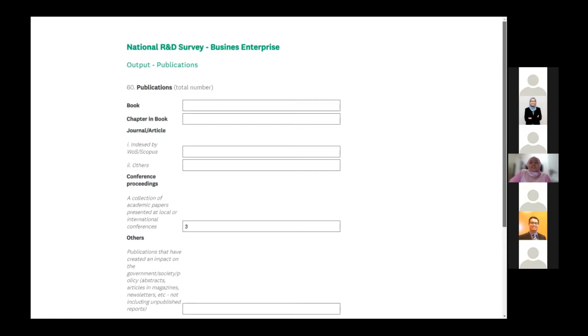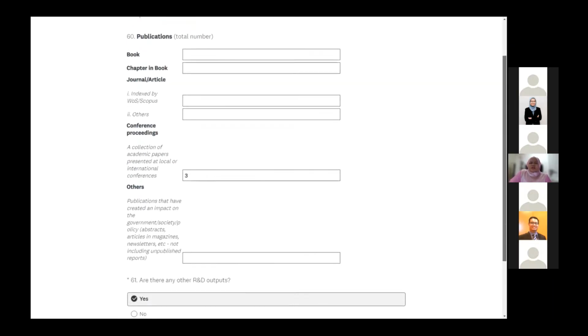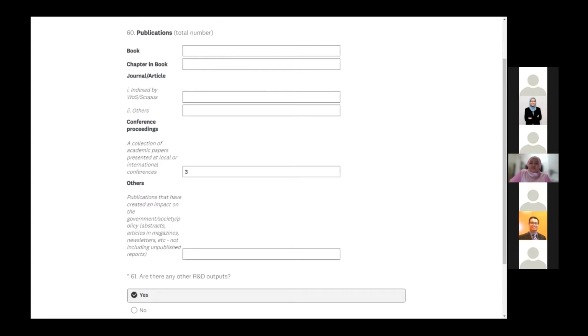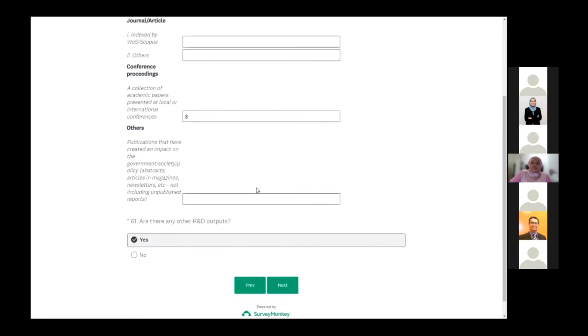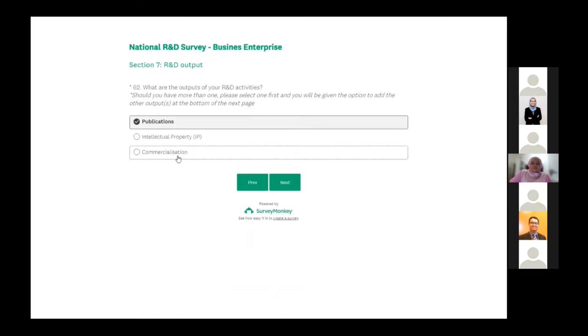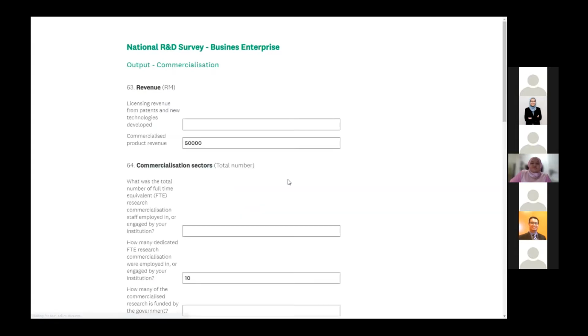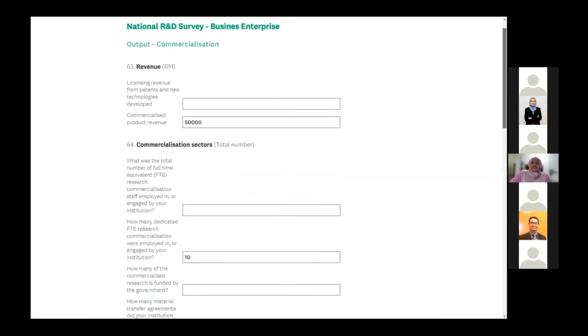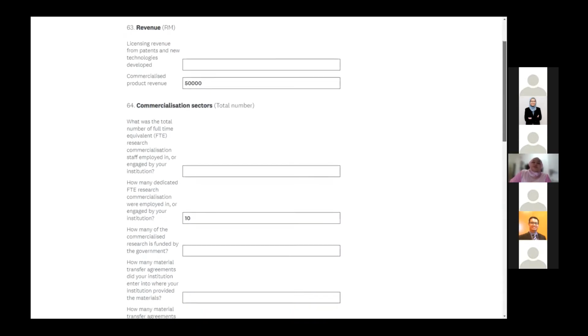So publications, we understand companies may not have books or journals that they are involved in. Instead, they go to conferences. So conferences are, as we see here, 3 as an example. So if there's another one, we click yes. So maybe it was commercialization. So commercialization is what was the revenue. Here, however, we do need numbers, how much was spent and what was the total number head count as well.